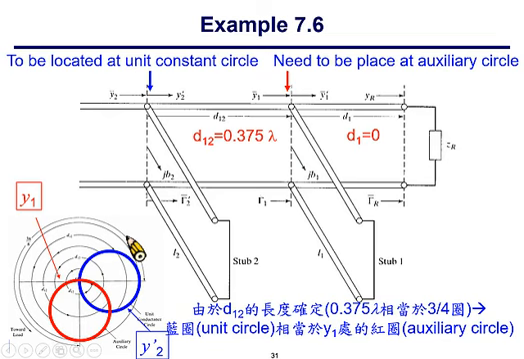Of course, you notice that there is a red circle over here. What is the significance of the red circle? It's the objective of your first stub. The objective of the first stub is to place the admittance on the red circle. Why? Because the distance from the red to the blue is 3/8 of a wavelength.